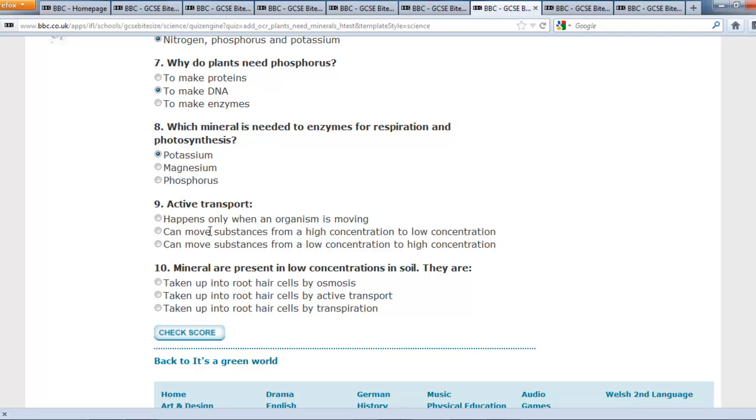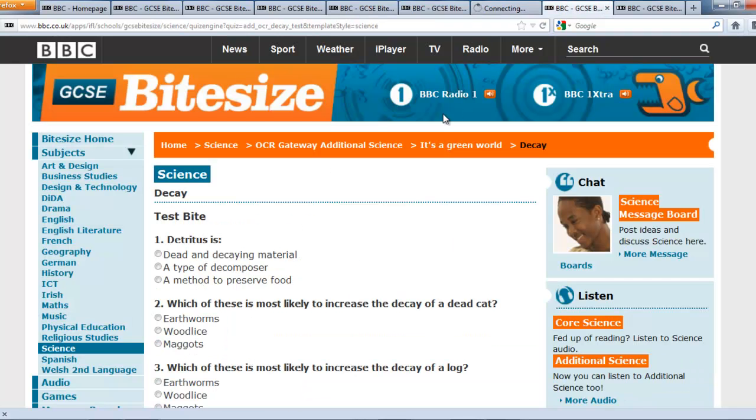Active transport can move substances from a low concentration to a high concentration. Minerals are present in low concentrations in soil. They are taken up by root hair cells through active transport. I think this is the last. No, two more. Detritus is dead decaying material.